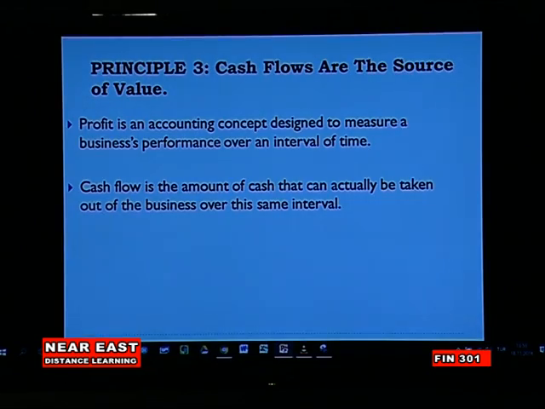Principle 3: cash flow is the source of value. Now, profit is an accounting concept designed to measure the performance over an interval of time. For example, for 1 year or 3 months, we need to measure the performance. The profit gives us the highlight of the performance. We can evaluate the performance, whether there is a profit or a loss.